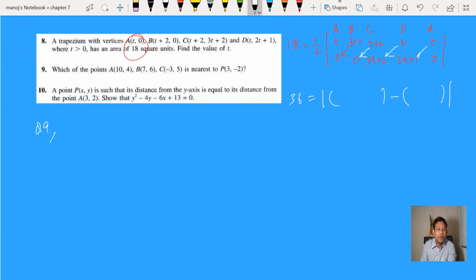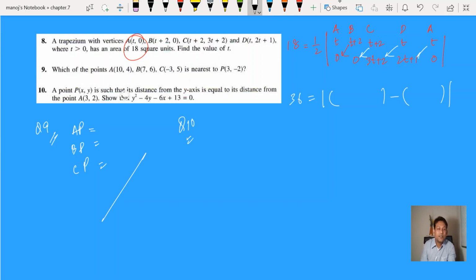Here in 9, what we have to do is find which of the points A, B, C is nearest to this point. First you have to find AP, then find BP, then find CP. You will have three results by using the distance formula. Whichever result is minimum, that's your answer, because that point is nearest to P. So you have to use the distance formula. That's it. Question number 10.